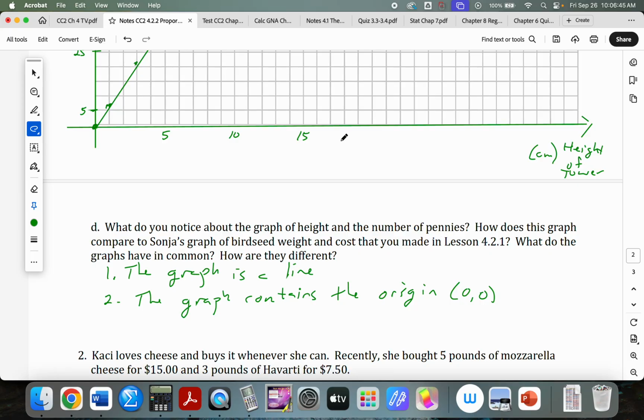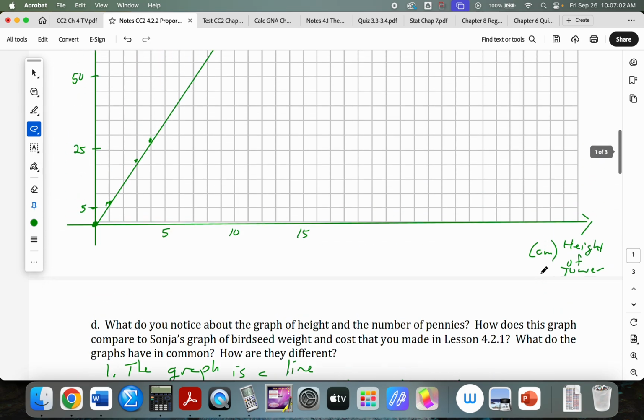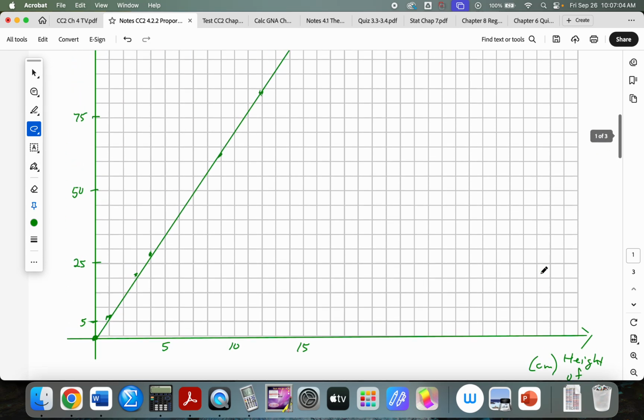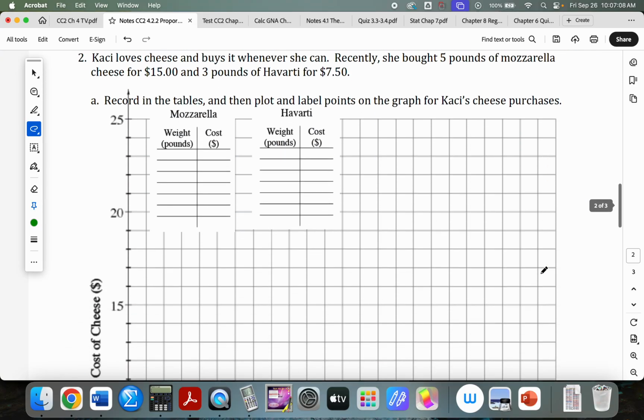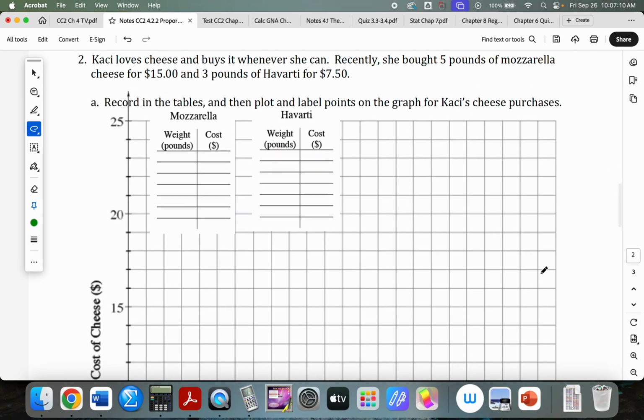So when we were looking at Sonia's graph of birdseed weight and cost, was that graph a line? Yeah. Did it go through the origin? Yes. But it was a lot less steep than this line was. All right, let's go on.